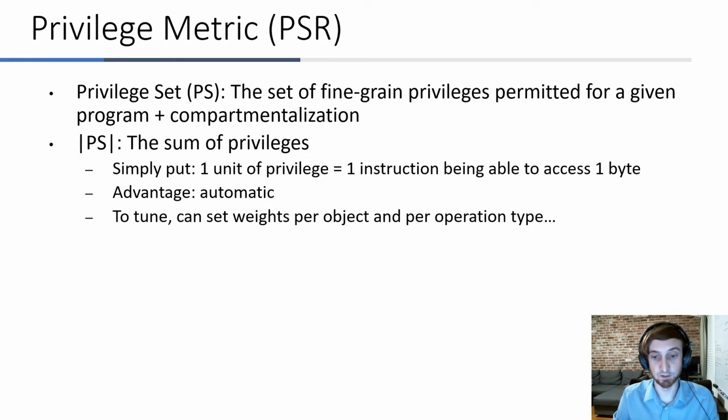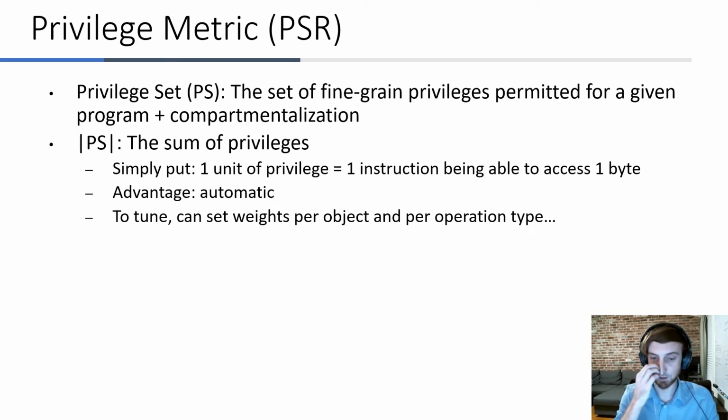Then to get quantitative about the PS, we're going to think about taking the size of the PS, or take a sum over the edges that are in the PS. The complete formalization for this is in the paper, but at a high level and put simply, we assign 1 unit of privilege to one instruction being able to access 1 byte of data. In the case of dynamic objects, like on the heap, we'll take their size to be the average number of bytes that are live at a time on average for that particular allocation site.